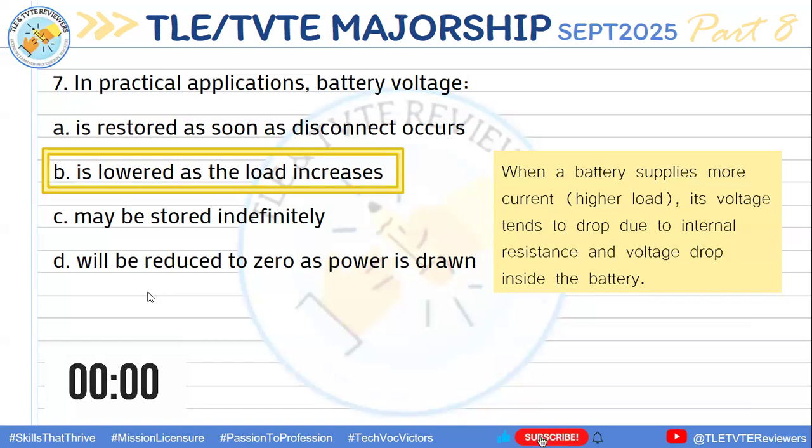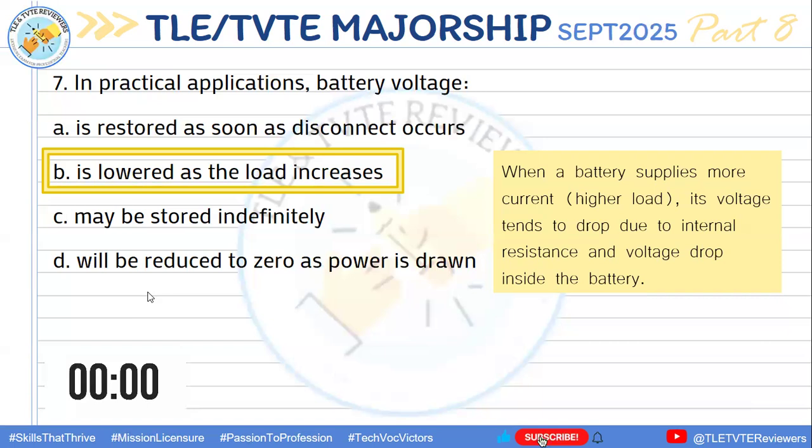For letter A, is restored as soon as disconnect occurs. This is generally not true because when a load is removed, the battery voltage may recover slightly, but it does not instantly restore to its full voltage because of internal resistance and chemical processes. Letter C, may be stored indefinitely, is still not true for most batteries because batteries lose charge over time due to self-discharge, so they cannot store voltage indefinitely.